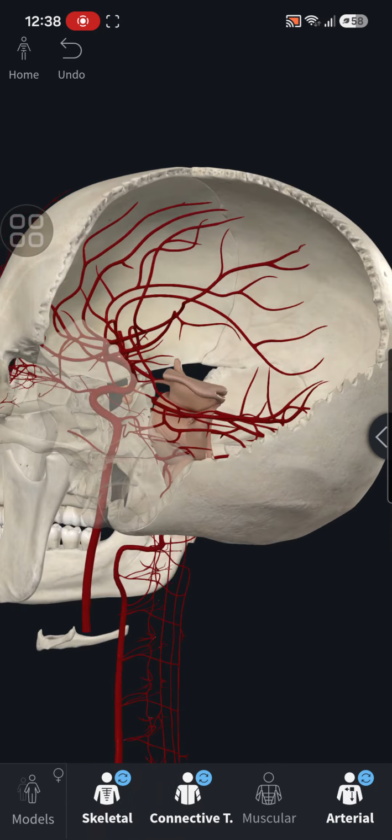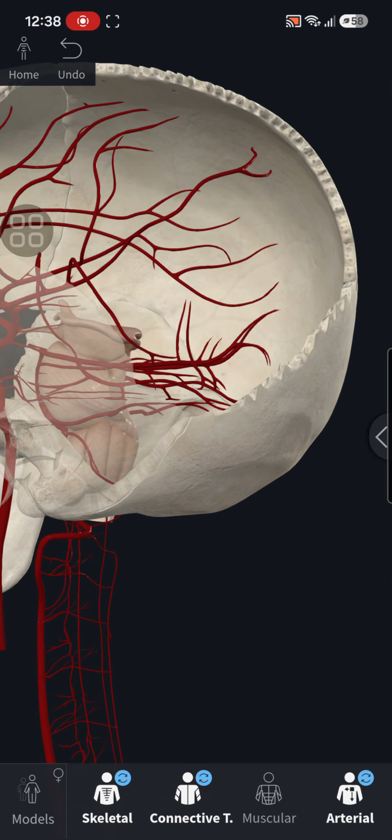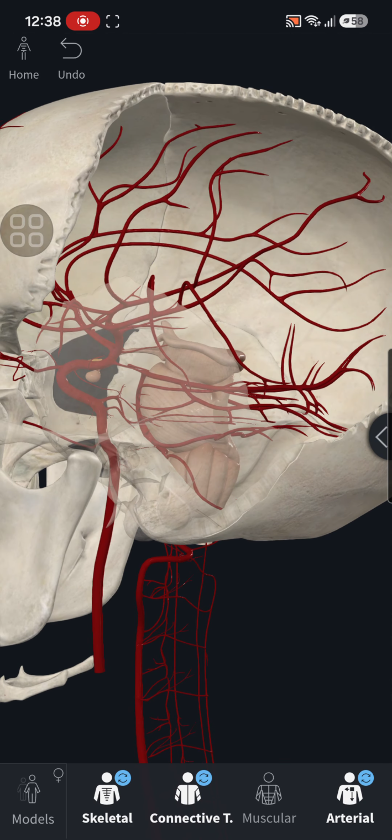So here we have the left internal carotid artery. Let's see its pathway through the brain and the branches that it gives off. The internal carotid is special in its anatomy, so it's divided into 7 segments, C1 to C7.